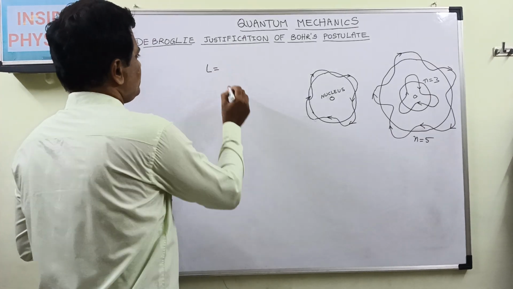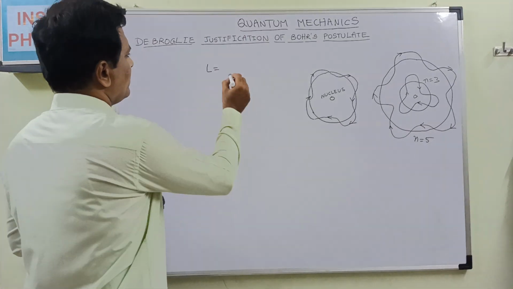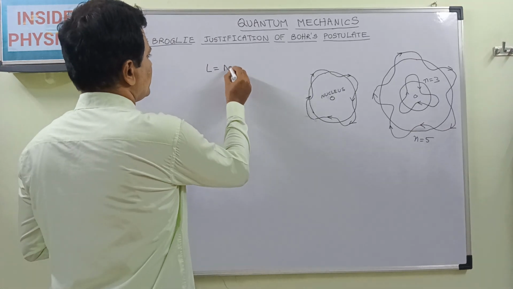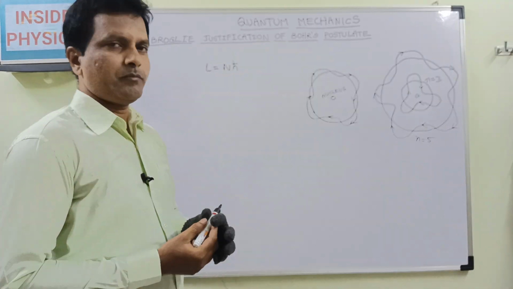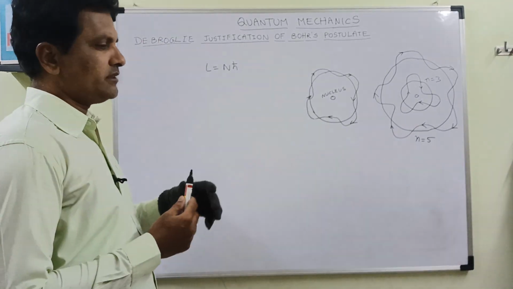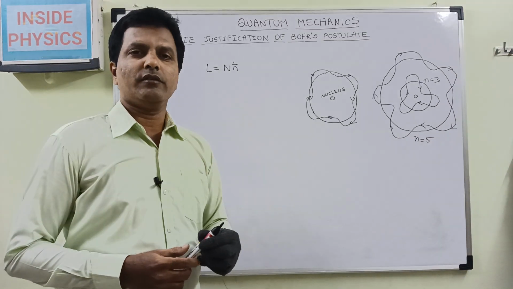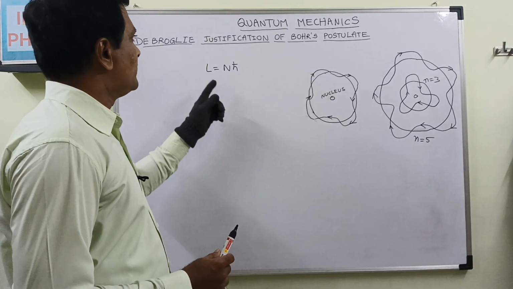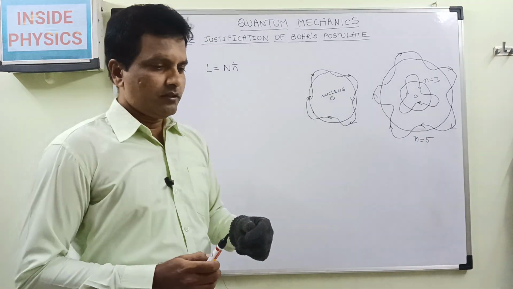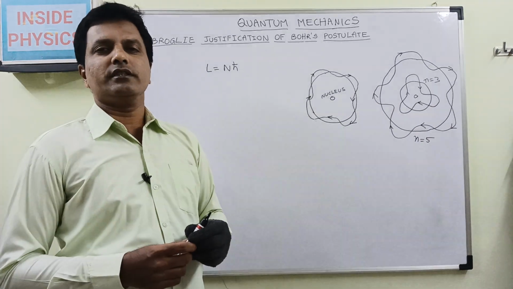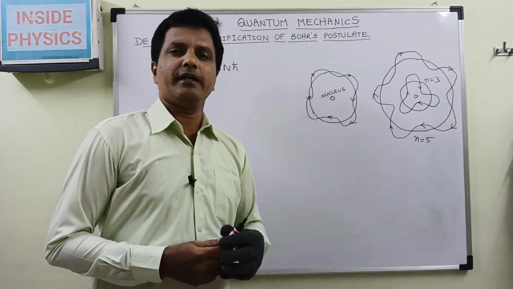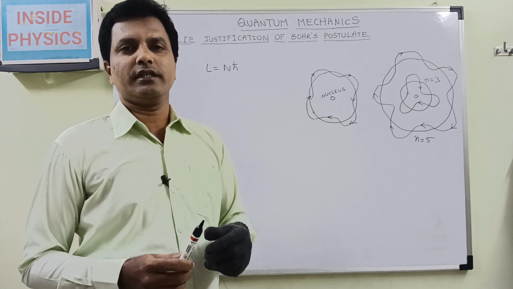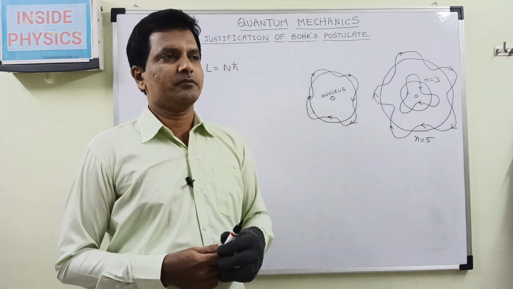The angular momentum L is equal to n h bar. This is the Bohr postulate, where L is the angular momentum of the electron. In the de Broglie hypothesis, even an electron or any microparticle or any matter is associated with matter waves.